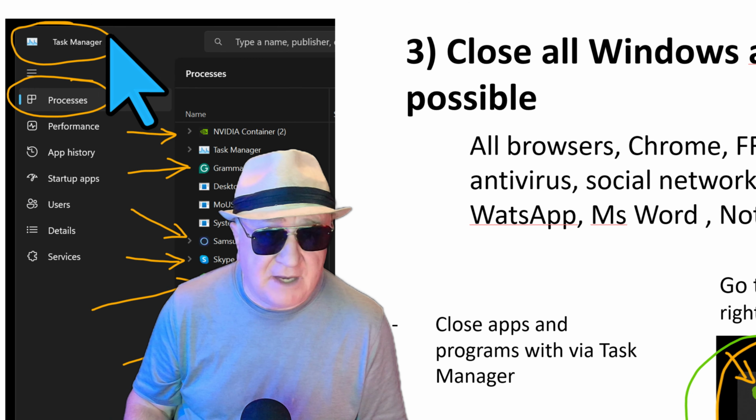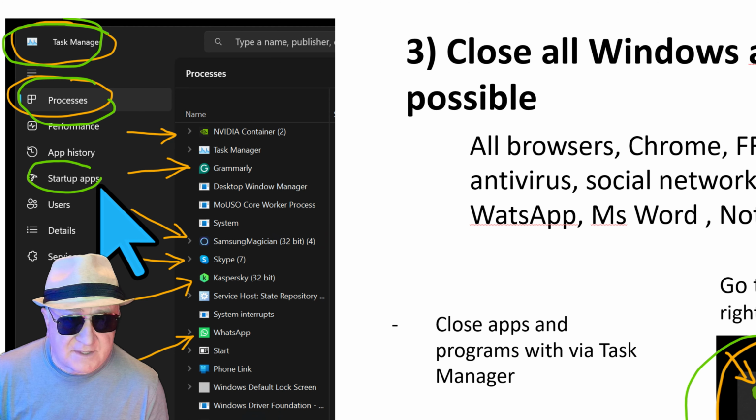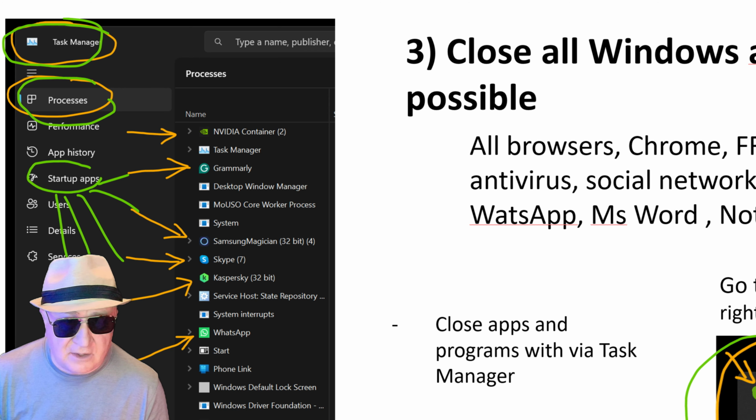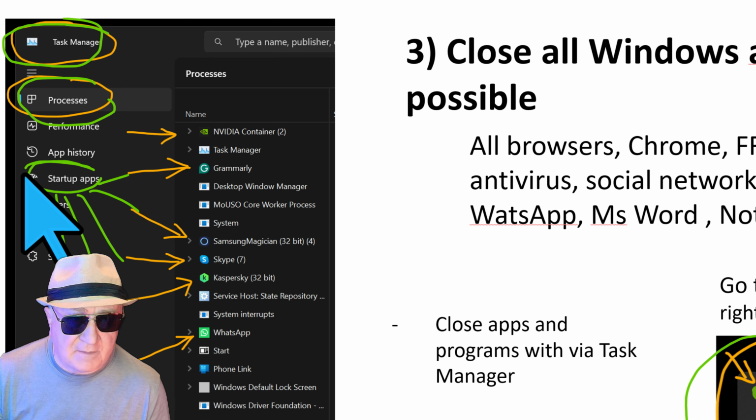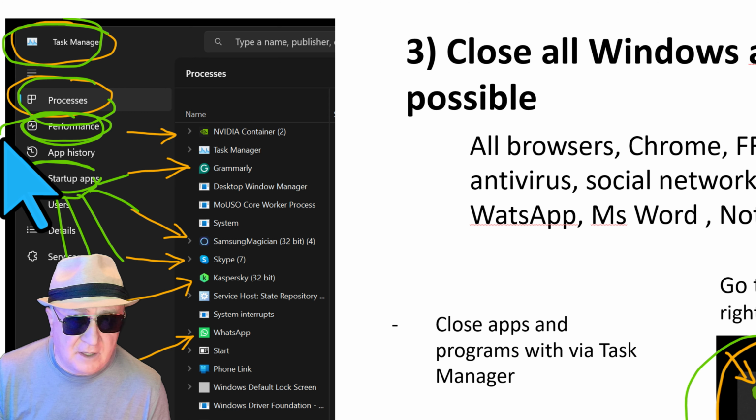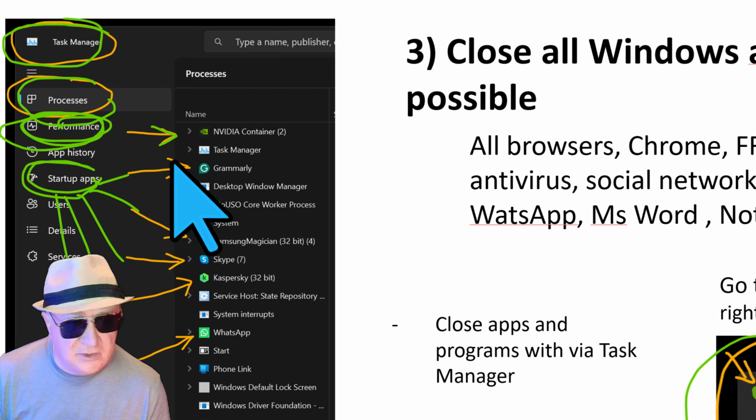You go to the task manager, and in the start apps you close all of these unwanted programs that, every time you start Windows, will sit there and eat your resources, consuming some of the CPU or memory. Now you close it in the startup apps, and you go to the performance tab itself right over here and close whatever programs you don't need.